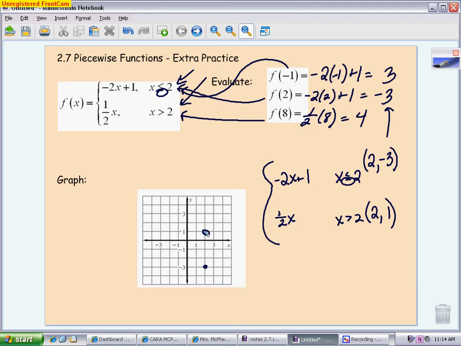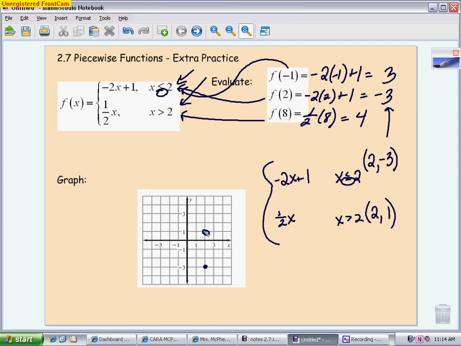You will never have a closed circle on top of another closed circle, as far as one up above and one below, because that would not be a function. You may have a situation where one of the pieces stops the same place the other one starts, and then you just have one filled-in circle. You don't have to write multiple circles.